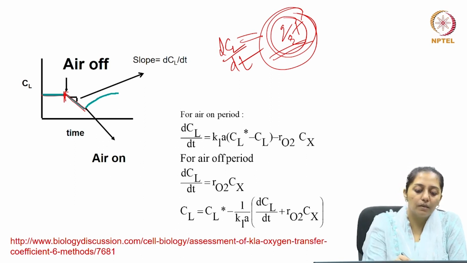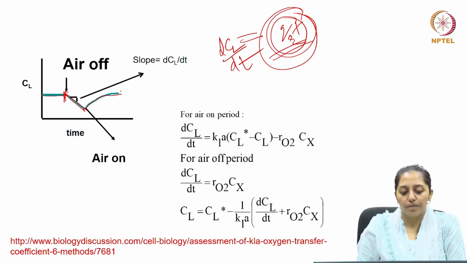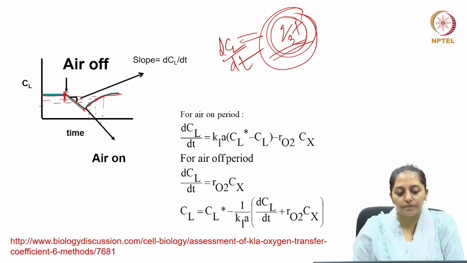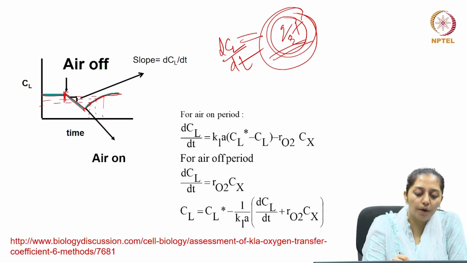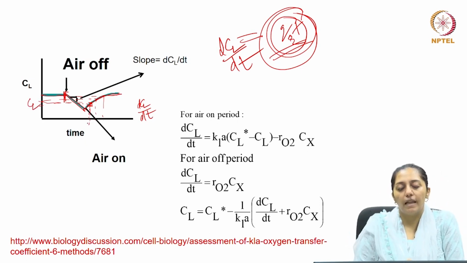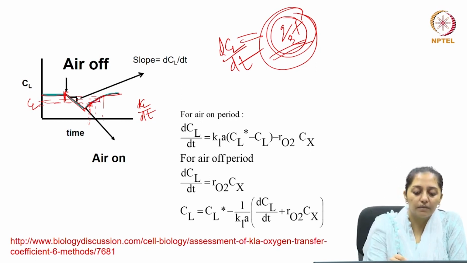Before it goes below C critical, again the air is switched on and it will gradually reach the steady state value. Now, during this increase, again data is collected for various CL at different time points. Now, at every such point on this plot, we can take a slope which will determine the dCL by dt at that time with the corresponding CL value and the time value. So, we will have such data with us.